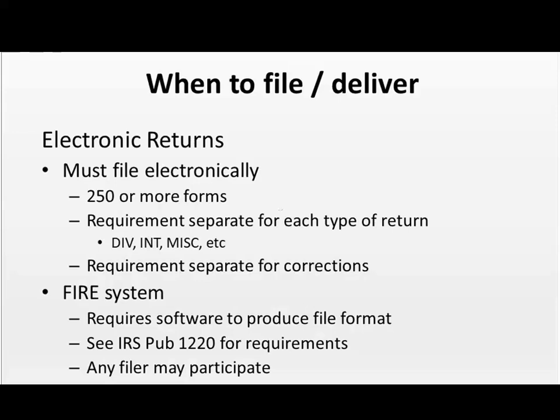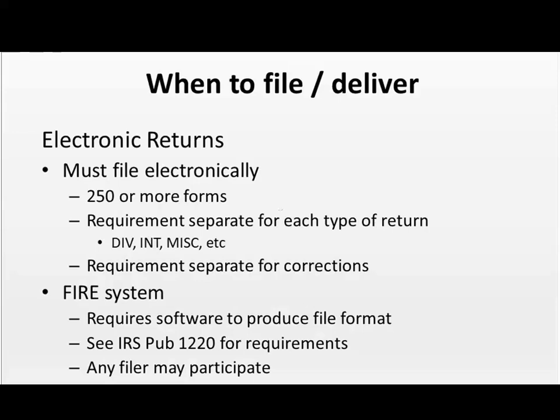Electronic returns, you must file electronically if you have 250 or more forms. The requirement is separate for each type of return. So for dividends, interest, miscellaneous, you would have a different 250 form requirement for each. So if you had 270 miscellaneous and 10 divs, you could file the divs on paper, and you would have to file the miscellaneous electronically.